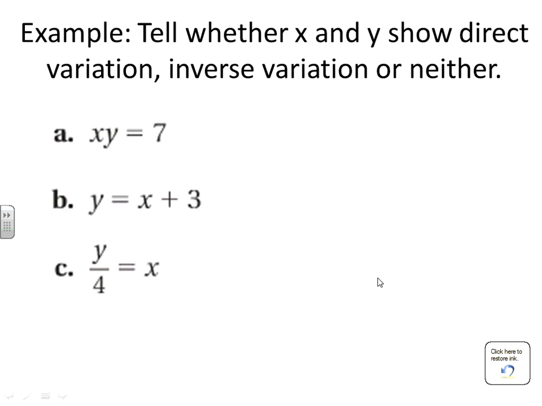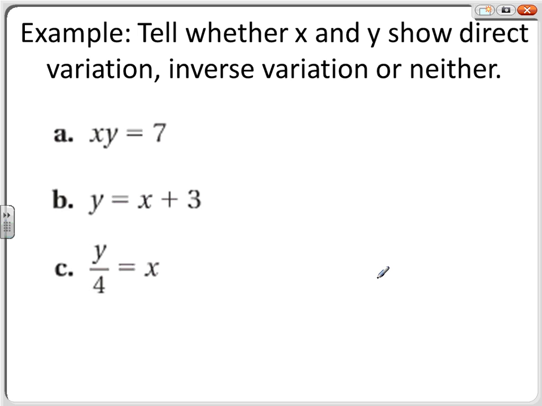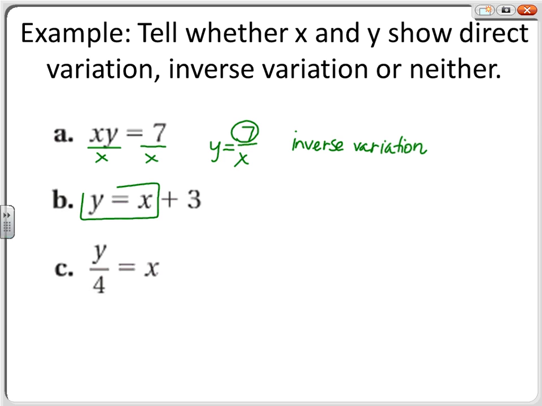Let's look at these examples, and we're going to see if they are direct variation, inverse variation, or another. The first thing I'm going to do in part A is solve for y. So I'm going to divide both sides by x. Now I can see I have my constant of variation divided by x, so this is inverse. On the next one, this setup is really good for direct variation, where that constant of variation is 1. However, I have this plus 3 at the end, so in this case it makes it neither.